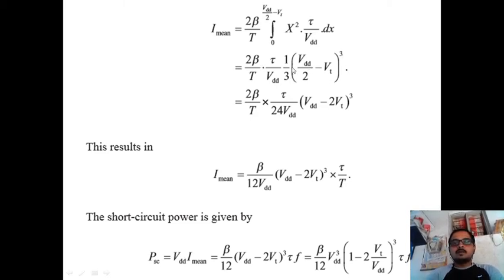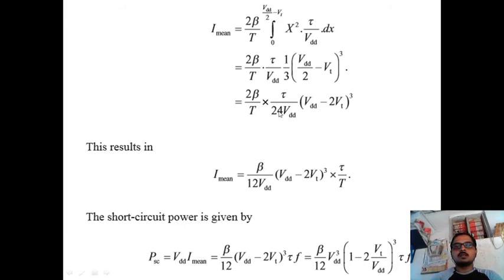Then take 2 cube as common. We will get VDD minus 2 VT whole cube. 2 cube is nothing but 8. Then 8 into 3 will give 24 here. Then cancel this one, 2 ones are 12. Then we will get 12 here.